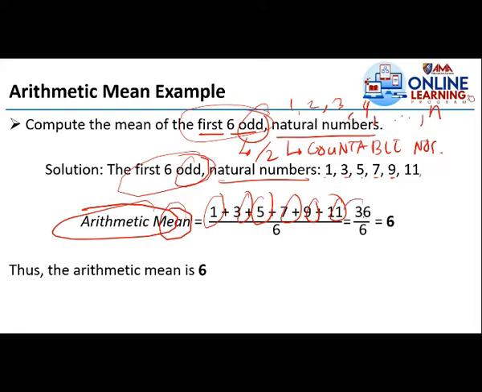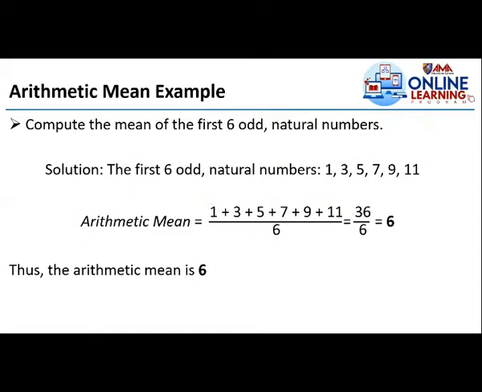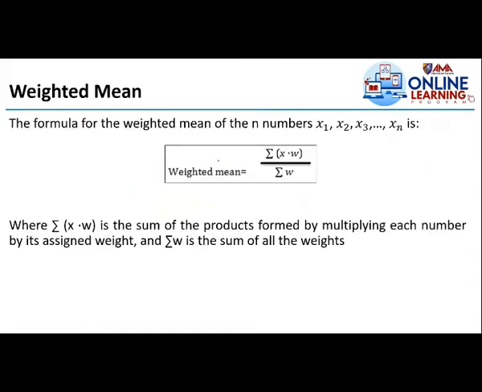The sum is 36. Then at the bottom, you divide by the population or the number of elements given: 1, 2, 3, 4, 5, 6. So that's 36 divided by 6, and we got 6. Thus, the arithmetic mean of this problem is 6. Okay, understood? Now we're done with the arithmetic mean. Let's go with the weighted mean.